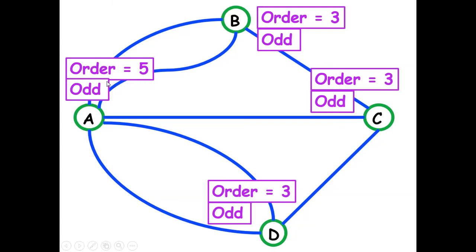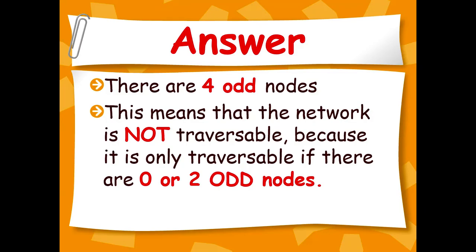Now I need to count up how many odd nodes there are. Node A is an odd node, node B is an odd node, node C is an odd node, and node D is an odd node. So all 4 of my nodes are odd. That's what my answer is going to be related to, how many odd nodes. In this case I've got 4 odd nodes.